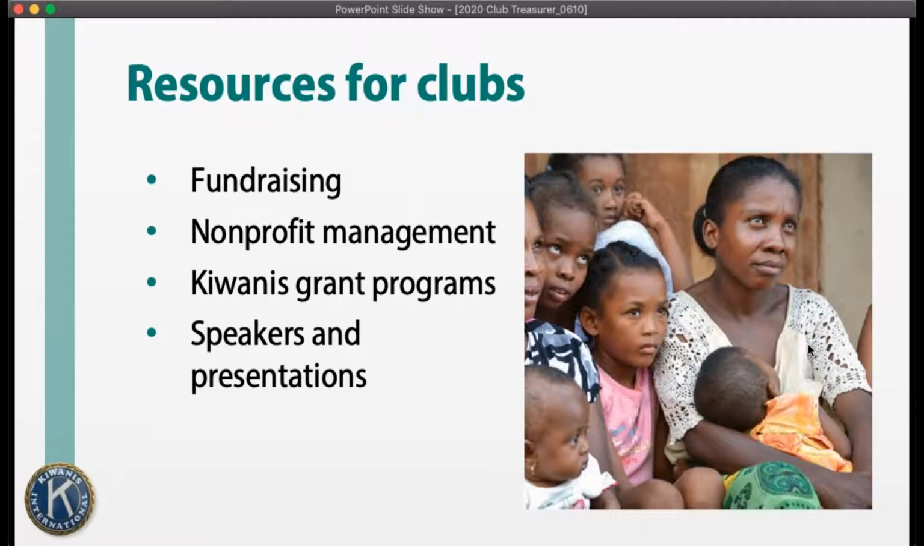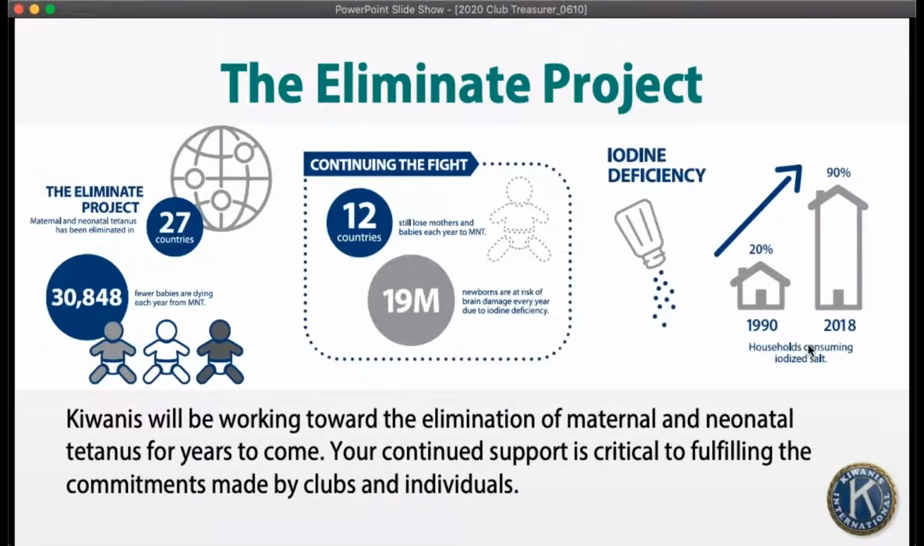If you've been in Kiwanis for the last few years, you're also probably familiar with the Eliminate project. As of today, MNT has been eliminated in 27 countries since Kiwanis joined UNICEF back in 2010. We've raised nearly $87 million to fight MNT. Kiwanis will continue working towards the elimination of MNT for years to come. Your continued support is critical to fulfilling the pledges made by clubs and individuals over the last few years.